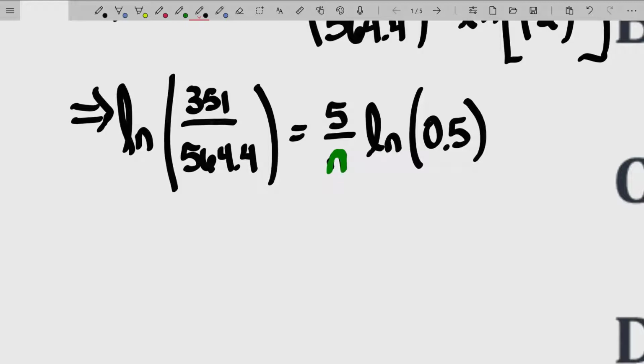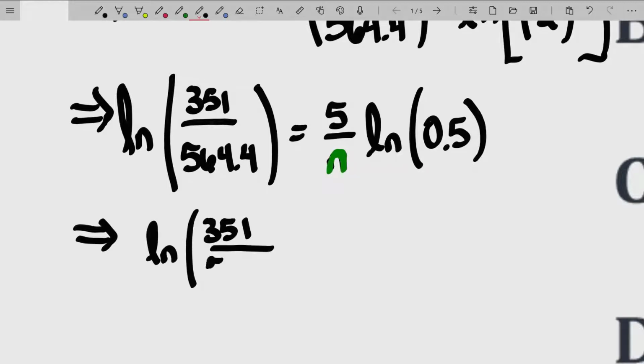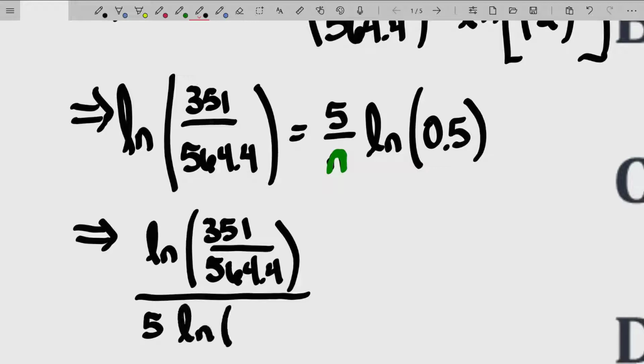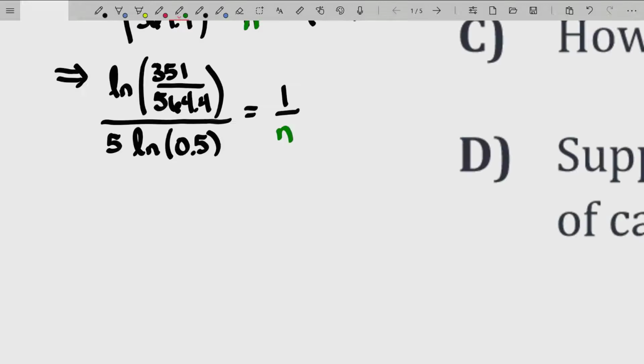Let's see. So isolating that n, I'm going to divide both sides by the natural log of 0.5. And actually, I'll go ahead and divide both sides by 5 as well. So if you do that, you get the natural log of 351 over 564.4, and again, I'm dividing both sides by 5 times the natural log of 0.5. And this should be 1 over, again, n. We want to isolate n here, so we'll take the reciprocal of both sides.